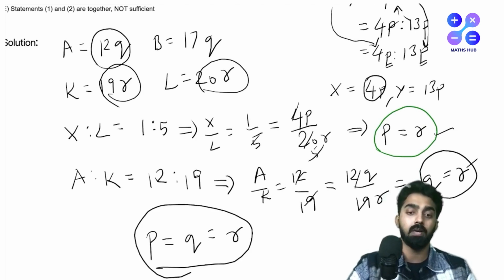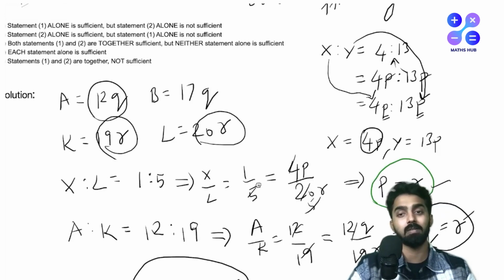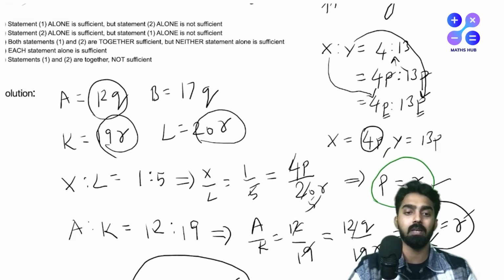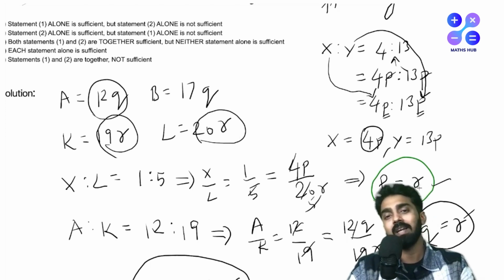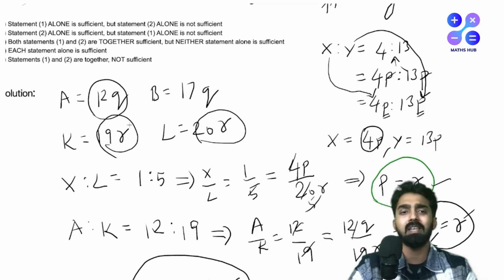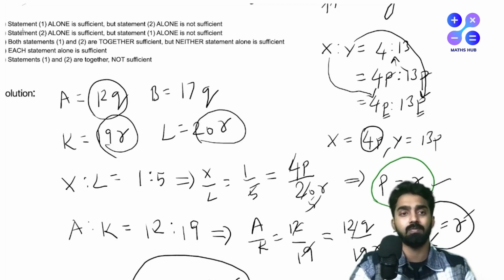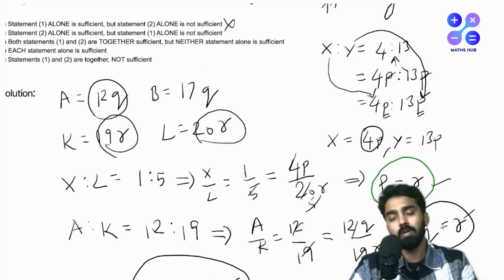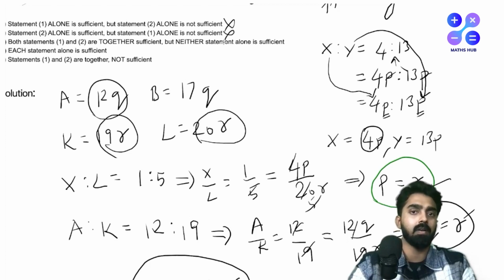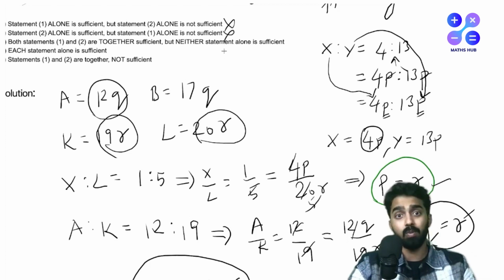Great. But does any of this help us answer the question? So we had p equals r. If you know p equals r, would you be able to calculate x and b? No, you just say that k is equal to 19p and L is equal to 20p, and x is 4p and y is 13p. That's it. So statement 1 alone is not sufficient for you to answer the question. If statement 2 alone is sufficient, if you know q equals r, still the same fate. No. Are they together sufficient?